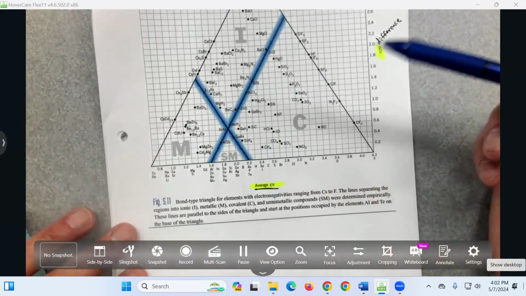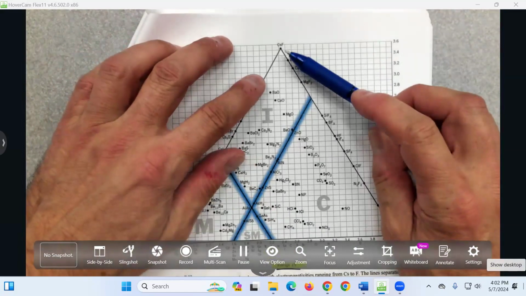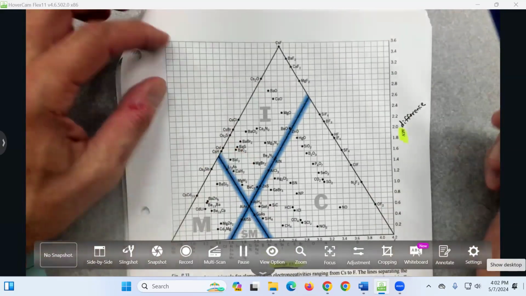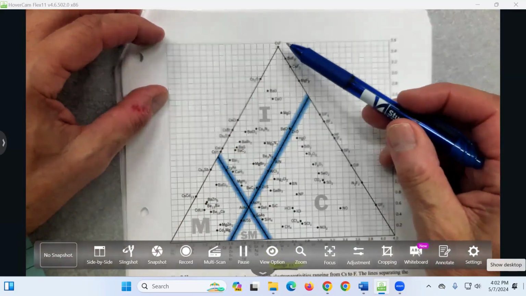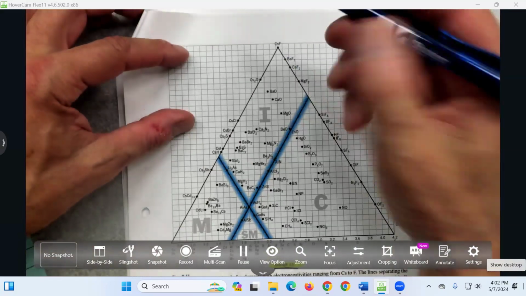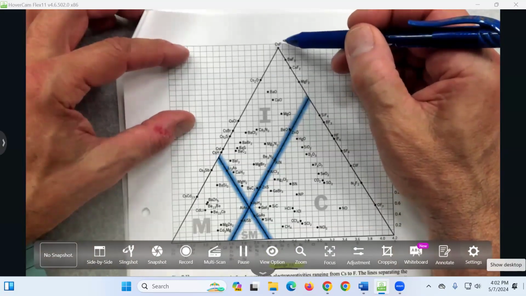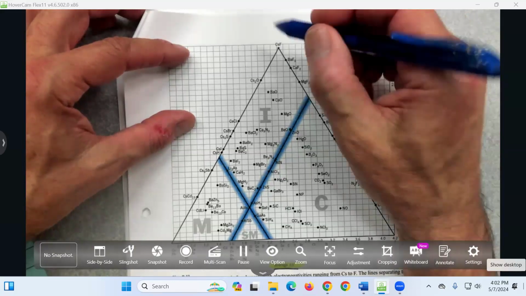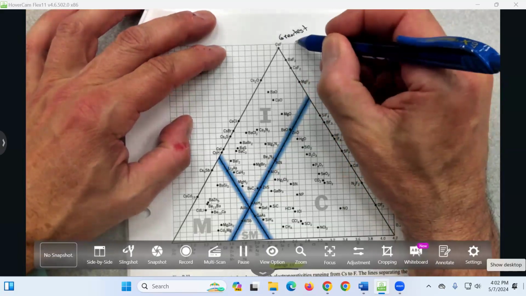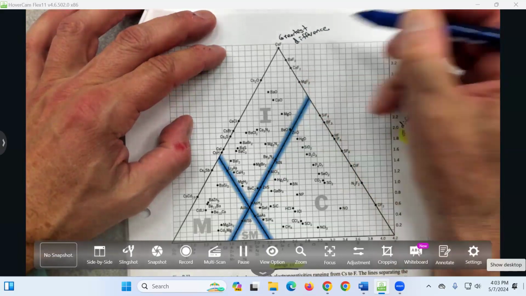Now, the highest ionic bond is cesium fluoride. This has the greatest difference in electronegativity, correct? This is by far up here. Cesium is the lowest electronegativity. Fluorine is the highest. Here, to get something that's the most ionic, we have the greatest difference.